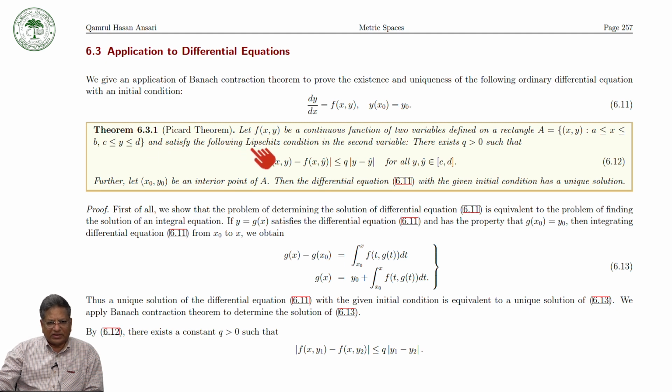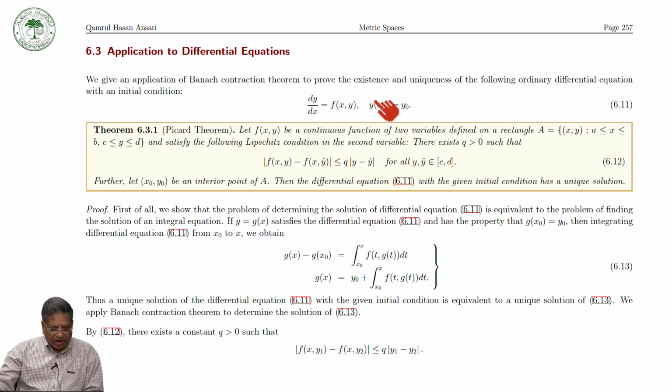And f satisfies the following Lipschitz condition in the second argument, that is, there exists Q greater than 0 such that |f(x, y1) - f(x, y2)| is less than or equal to Q|y1 - y2|. So this means that f is Lipschitz continuous in the second argument. And let (x0, y0) be an interior point of A. Then the differential equation with the given initial condition has a unique solution. That is the Picard theorem.